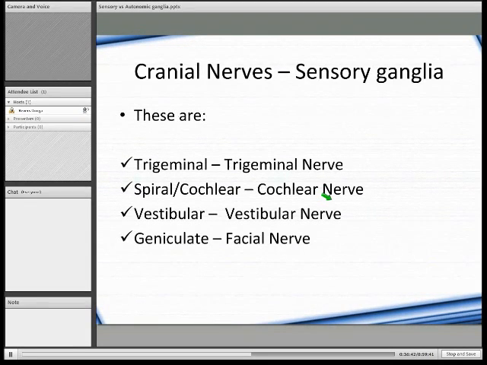Lastly, we have some sensory ganglia as well. So these are associated with the sensory branches of some of the cranial nerves. So we have the trigeminal ganglion, and fibers emerging from the trigeminal ganglion form the sensory branch of the trigeminal nerve. We have the spiral or the cochlear ganglion, so fibers from this form the sensory branch of the cochlear nerve. The vestibular ganglion, which forms the vestibular nerve, and the geniculate ganglion, which forms the facial nerve. And structurally, the sensory ganglia are very much similar to the dorsal root ganglia as well. And that's all. Thanks.